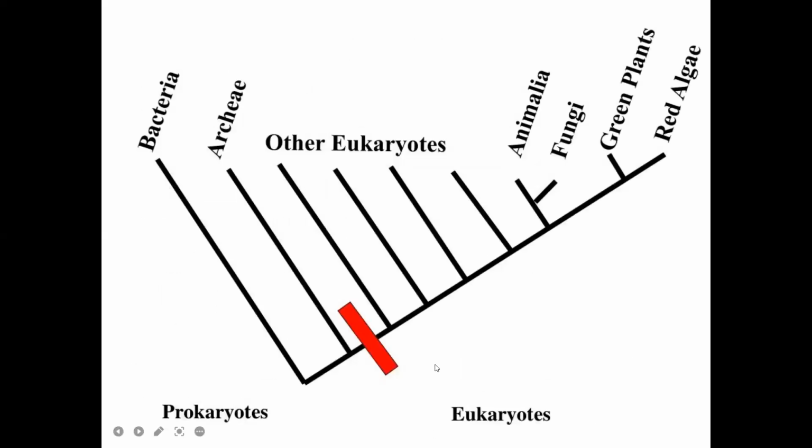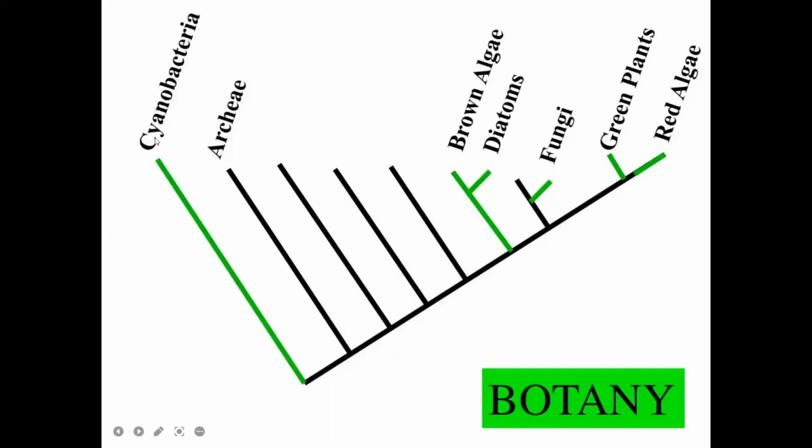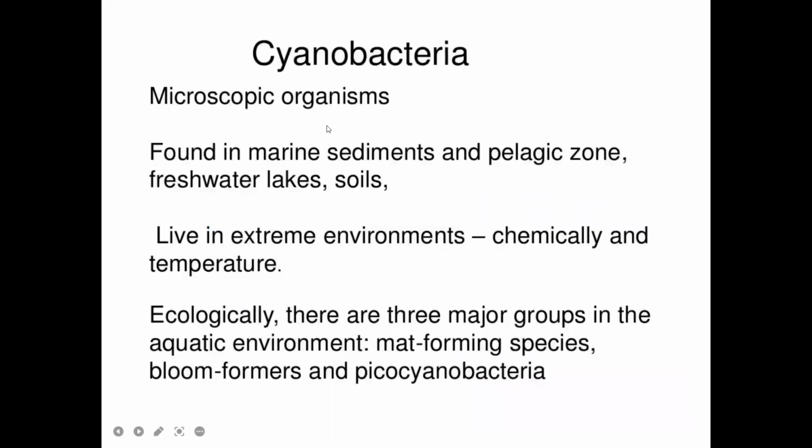So these are the prokaryotes and these are the eukaryotes. And this is the cyanobacteria in a division. As we already discussed, they are microscopic in size, means very small, and they are found in different aquatic environments. They even live in extreme environments, means where the conditions are not normal.